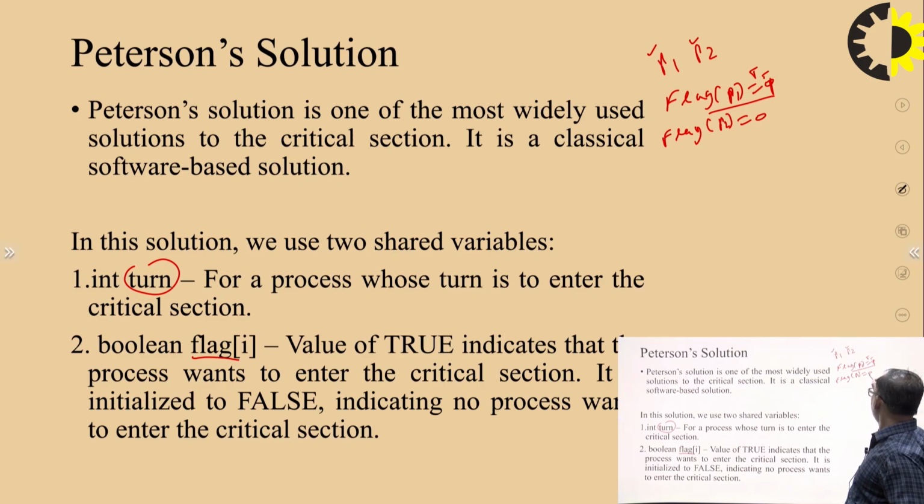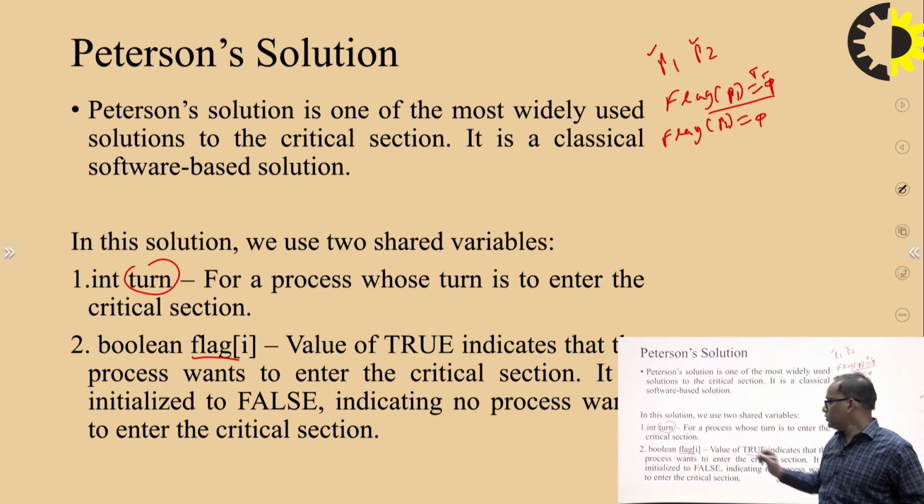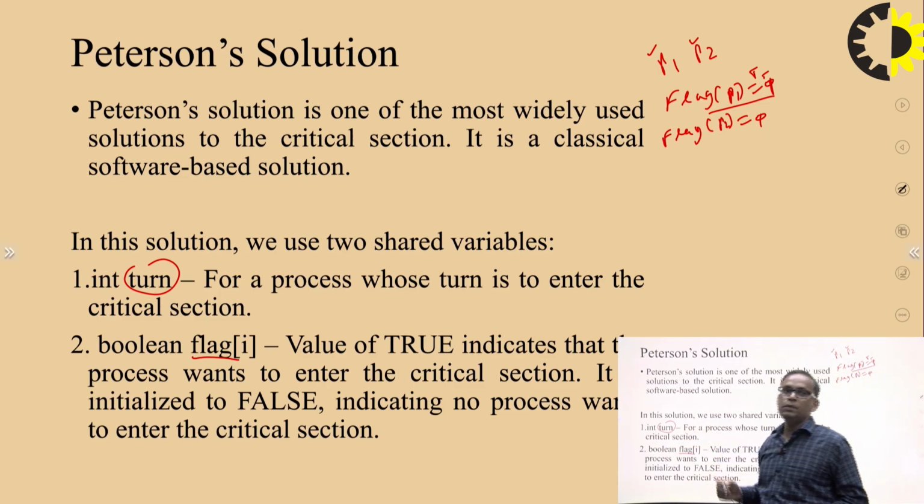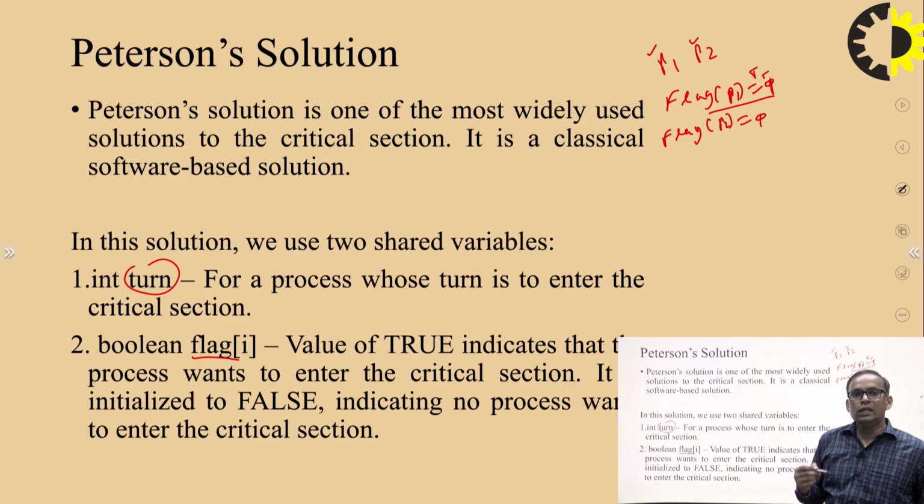And if flag of P2 is equal to 1, then P2 wants to enter the critical section. So basically this flag variable indicates whether the process wants to enter its critical section or not, whether the process is interested in entering the critical section or not. And here the turn variable basically represents whose turn it is to enter the critical section.